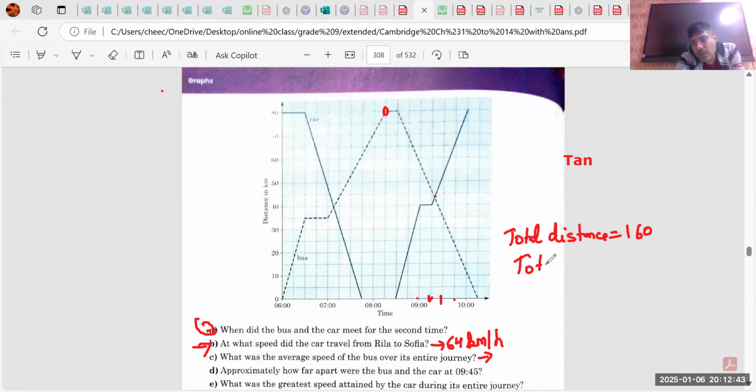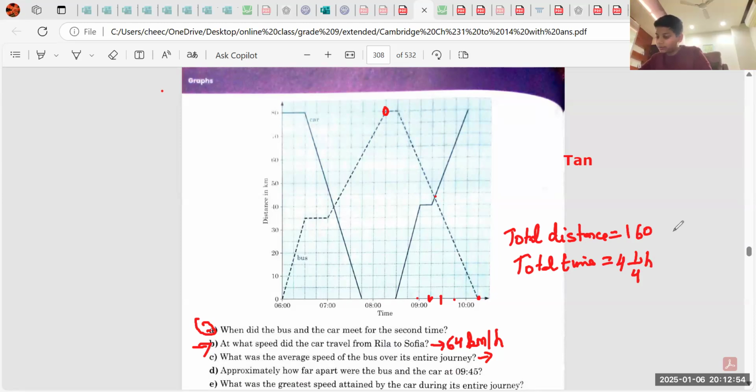Total time is how much? Sir, 4 hours. 4 hours 15 minutes. That is 4 1 by 4 hours. Sir, and 30.6. Okay, your next one is also correct.